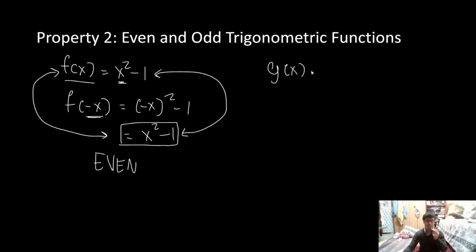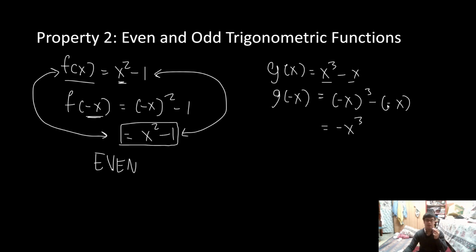If I have g of x equal to, let's just say, x cubed minus x, then I will evaluate this function g at negative x. That means I replace this x with negative x. So negative x raised to 3 minus negative x. Negative x raised to 3 gives negative x cubed, and negative times negative gives positive x. Now take a look at these two.